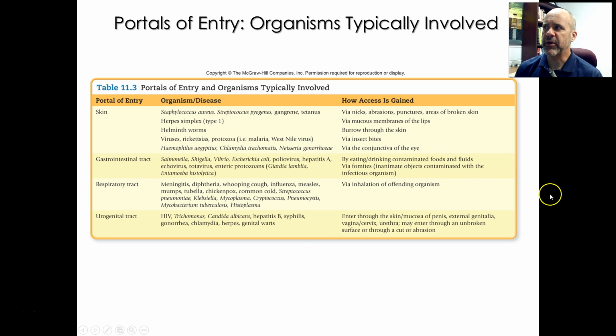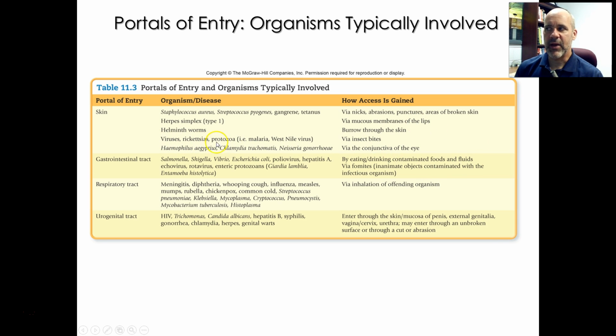All right, there's a table in your textbook. Just take a look at it. It's showing you for particular portals of entry, what organisms commonly use those portals of entry to gain access in the body, and they show you how access is gained. Like, for example, Staphylococcus aureus and Streptococcus pyogenes gain access through the skin, through nicks and abrasions and punctures, so these kind of parenteral routes of entry. Herpes simplex type 1 enters around the mucous membranes of the lips, and so forth and so on.